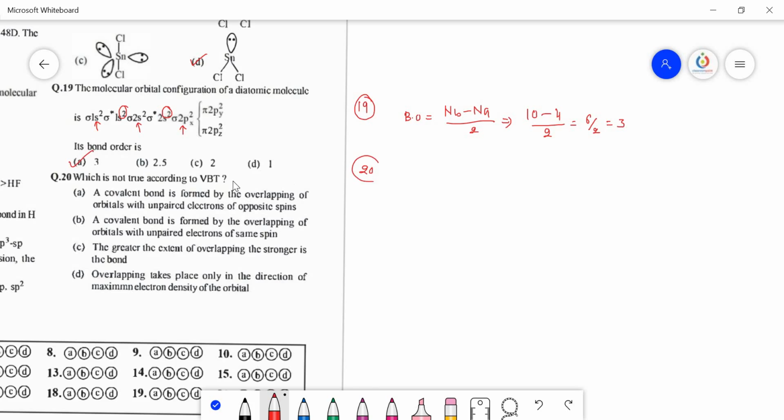Now let us solve question number 20: which is not true according to the valence bond theory. A covalent bond is formed by overlapping of orbitals with unpaired electrons with opposite spins. This is a correct statement, from the postulates of the valence bond theory. A covalent bond formed by the overlapping of orbitals with unpaired electrons with the same spin is not correct, opposite spin is correct. So the incorrect statement is option B. For the 20th question, option B is correct.